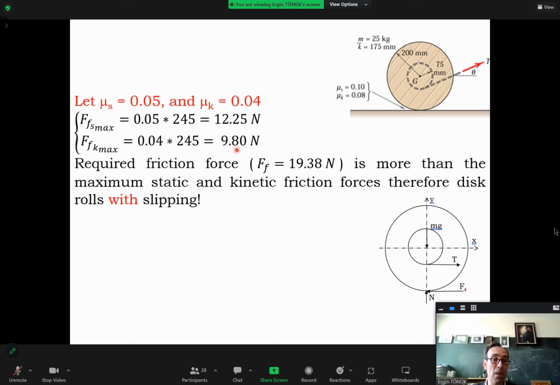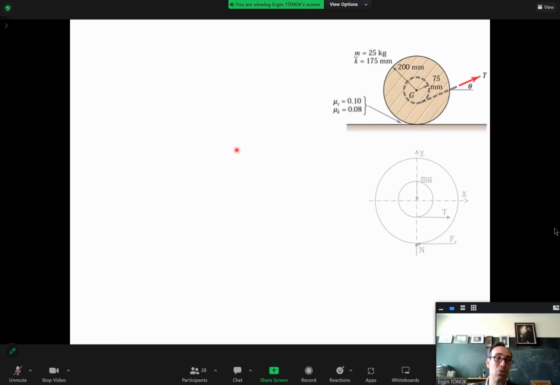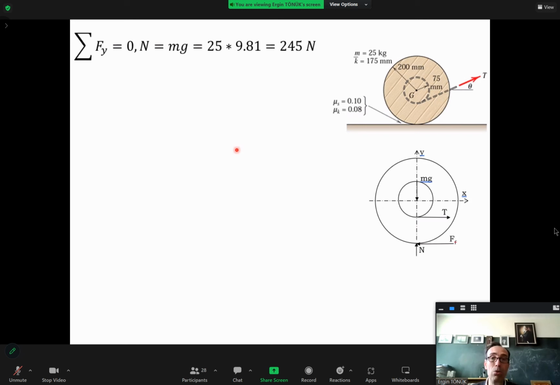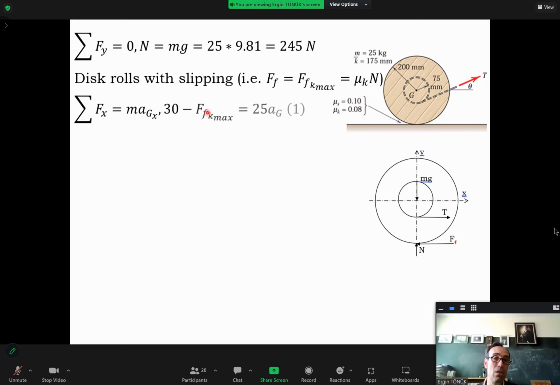Okay. In that case, what shall I do? The solution would be simpler. There wouldn't be a kinematic relation between the acceleration of the mass center and the angular acceleration of the disk. But we know the friction force, okay? It's mu k times N. So you can substitute it into here, get the acceleration of the mass center.